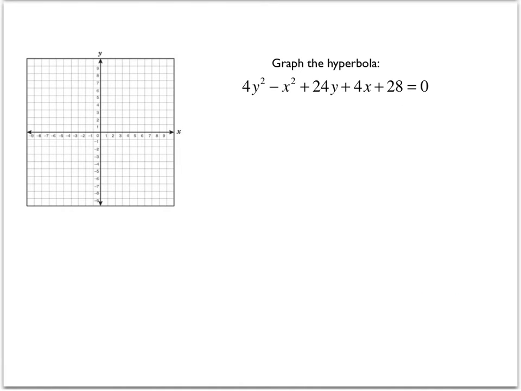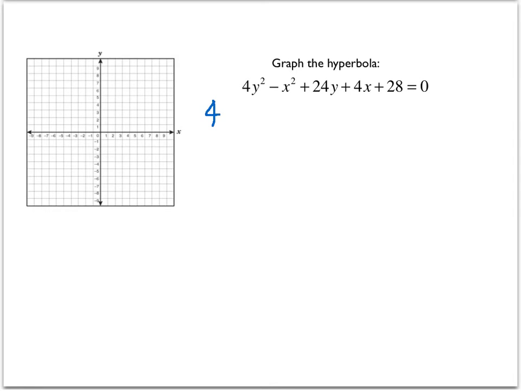Alright, let's see if we can try this one. This will be a bit of a challenge, so buckle your seatbelts and let's see what we can do on this one. You can see that this is in that general form, so once again we're going to have to use our completing the square idea. The other thing you might notice is because the y squared is positive and the x squared is negative, this is going to be a hyperbola that's orientated vertically. We'll see how that works.